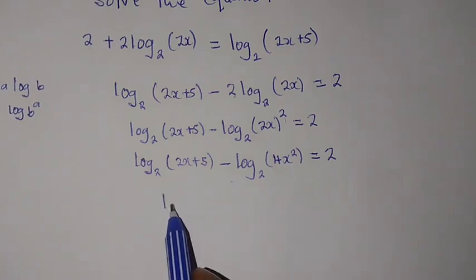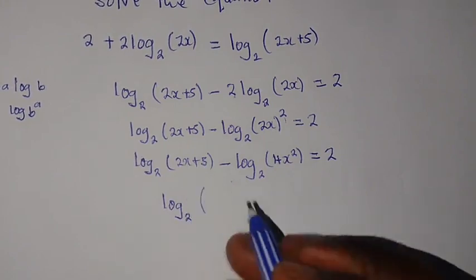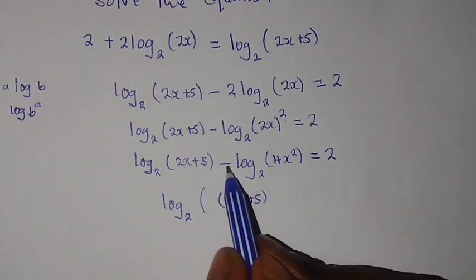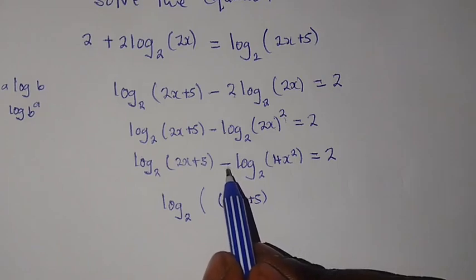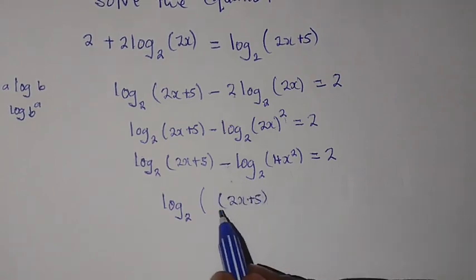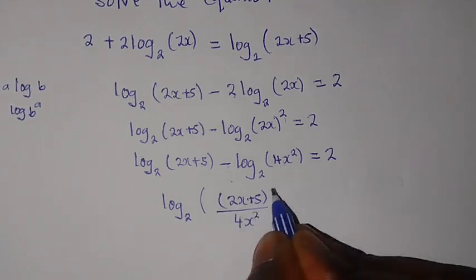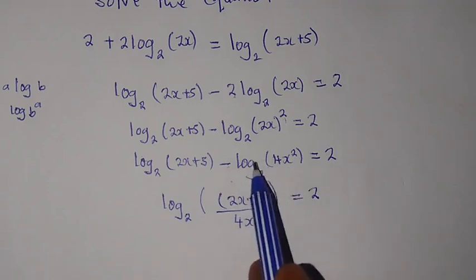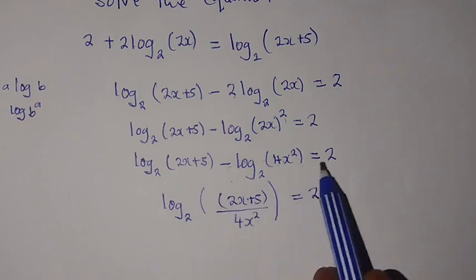So we can do this. We can write log 2, open bracket, we have 2x plus 5. Now, because of this minus which is right here, we know that according to the properties of logs, if you have a minus here, it means that you are dividing. So we are going to divide this with this one, which is 4x squared, like this, then equal to 2. So this is what I've applied here. Because of the minus, we have divided this by this. This is what we have here, then we equate to 2.